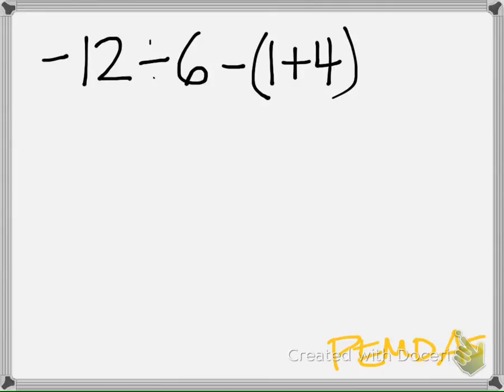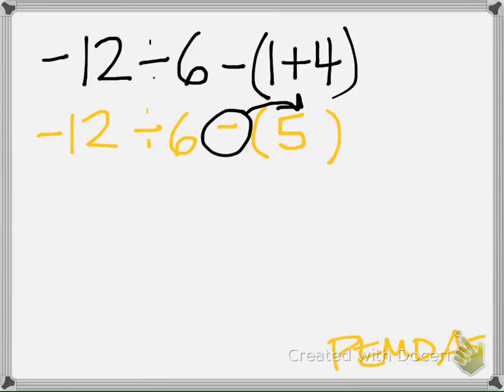This is going to be a fun one because we get to distribute and use PEMDAS. So let's do parentheses first. I'm going to first bring down everything, -12 divided by 6 minus, and then my parentheses, 1 plus 4 is 5. Now I need to distribute this negative sign here, which is pass it out to everything inside. So this would become -5.